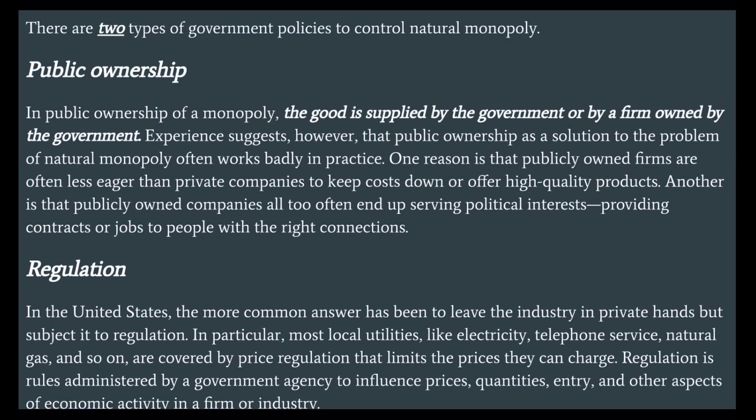There are two types of government policies to control natural monopoly. Public ownership. In public ownership of a monopoly, the good is supplied by the government or by a firm owned by the government. Experience suggests, however, that public ownership as a solution to the problem of natural monopoly often works badly in practice. One reason is that publicly owned firms are often less eager than private companies to keep costs down or offer high quality products. Another is that publicly owned companies all too often end up serving political interests, providing contracts or jobs to people with the right connections.